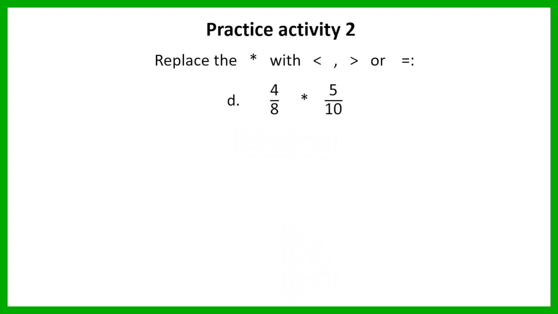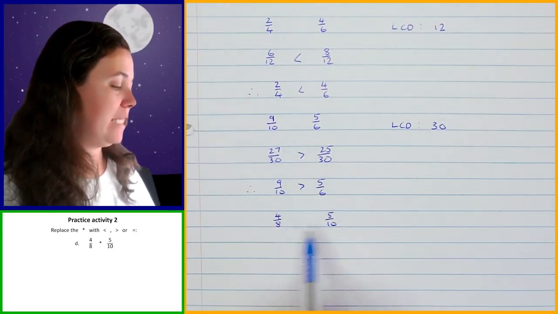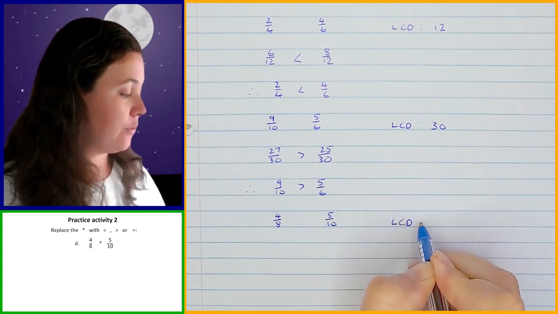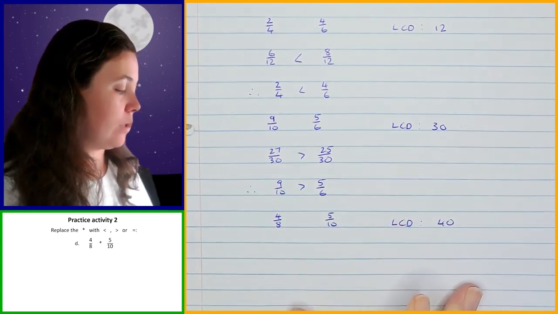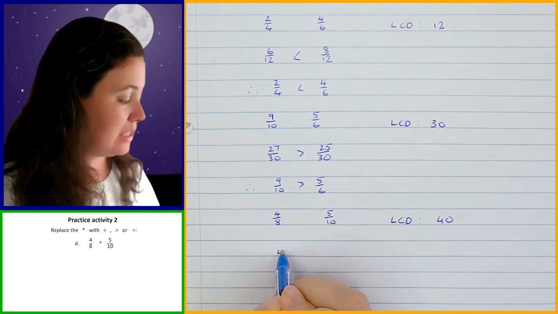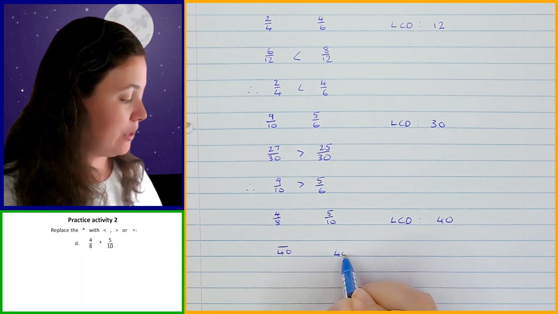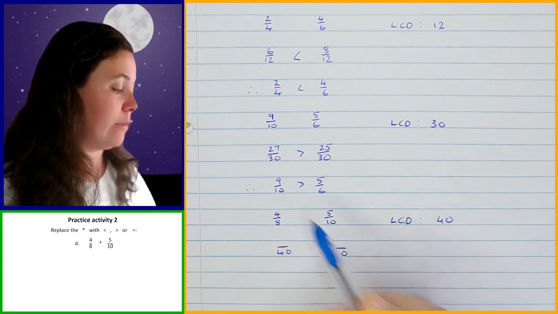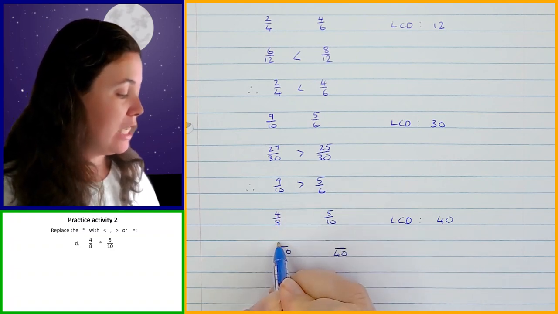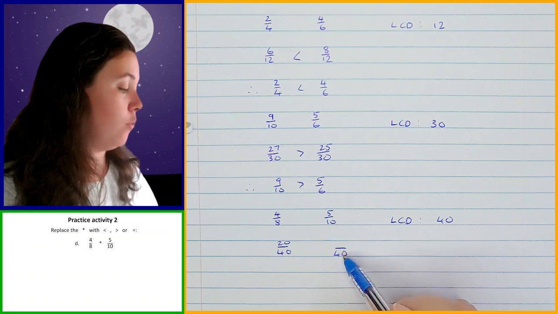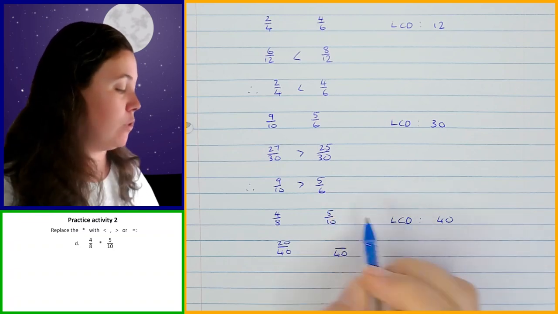Okay, so let's go through that. So we've got over here, 4 eighths and 5 tenths. You should have found that the LCD for this is 40. Okay, so now when I change these, I'm going to have something over 40 and something over 40. To change the 8 to 40, I need to multiply it by 5. So I'm going to multiply the 4 by 5 as well, giving me 20. To change the 10 to 40, I need to multiply by 4, so I need to multiply the 5 by 4 as well, giving me 20.